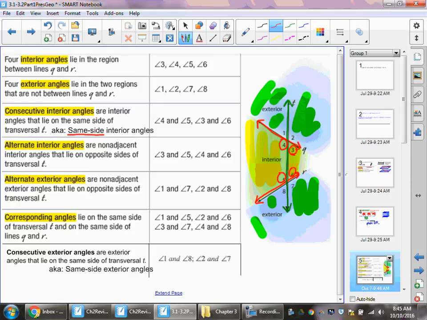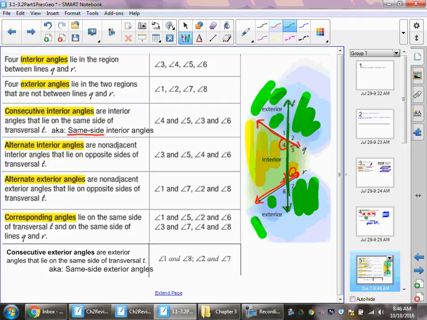Alternate interior angles are on alternating sides in the inside between the two lines. 4 and 6 are on different sides of this transversal, but they're in between the two lines.